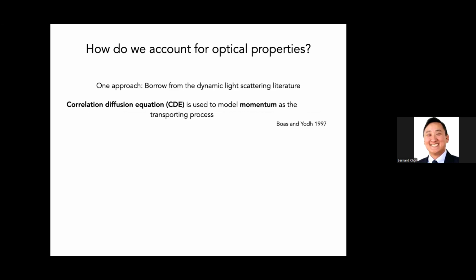This is based off work that David Boas and Arjun Yodh did a long time ago, but there's still a lot of utility to this. We're going to look at correlation diffusion. So we're going to look at momentum transport instead. Momentum transport follows similar sorts of equations to heat and mass, and so we're going to use that as our state for transport.